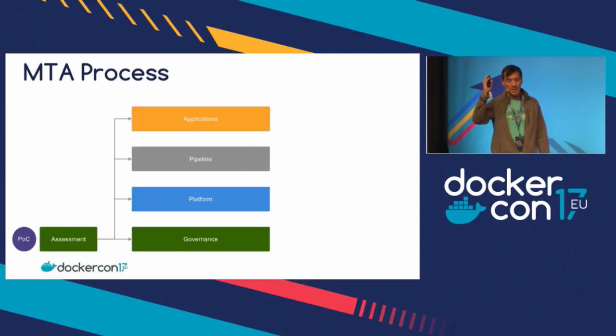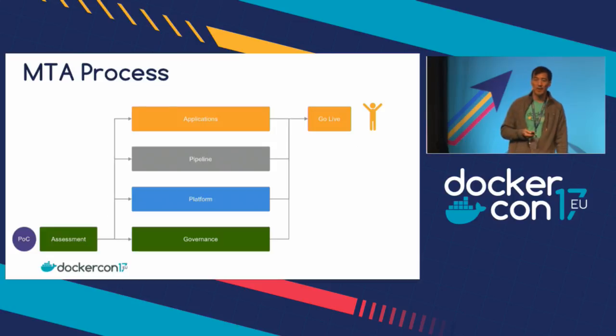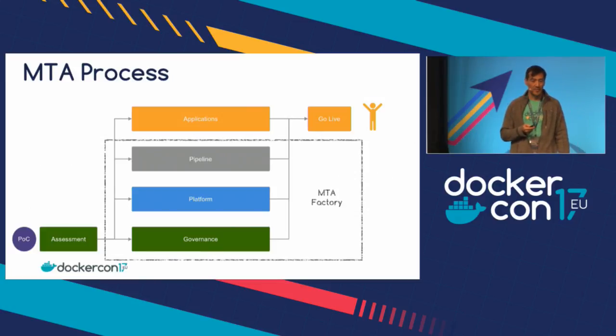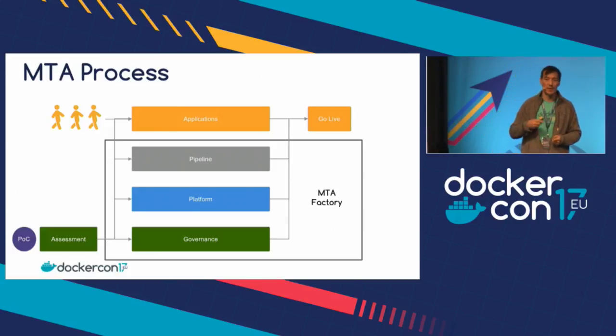All of these streams have dependencies, interdependencies. They all move along in parallel until you go live with your first application. Once you've gone live with that first application, hopefully it was successful. Yay. And the bottom pillars, or the bottom processes, they form an MTA factory. So you don't have to do these again. You just do this once, and once that's done, then you can start bringing in more applications and run them through the factory and containerize, and they'll get better and better.